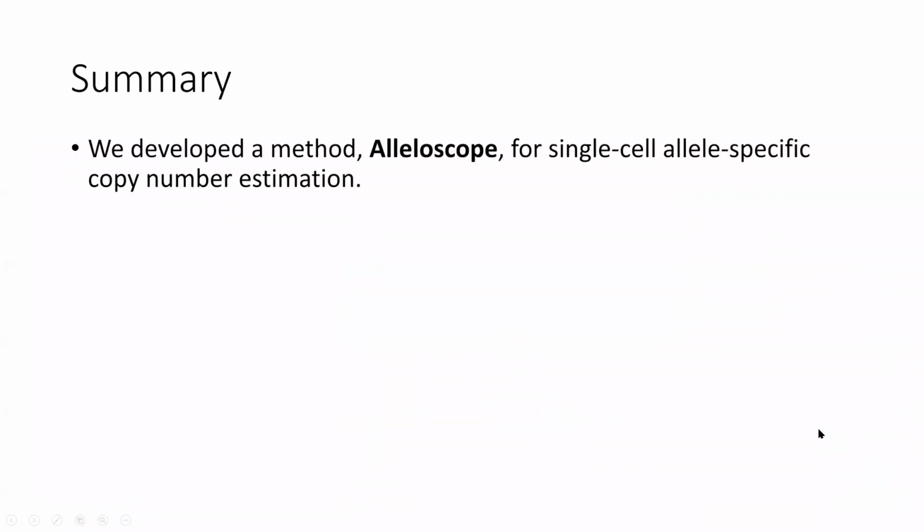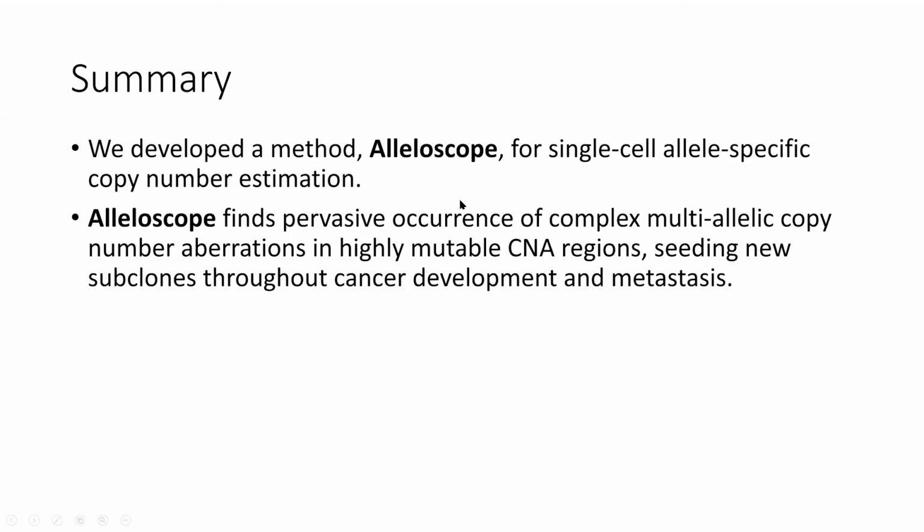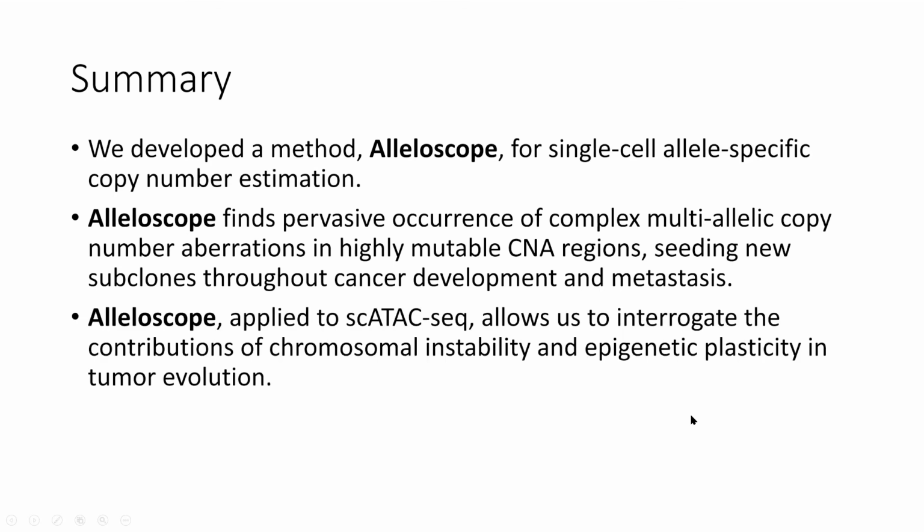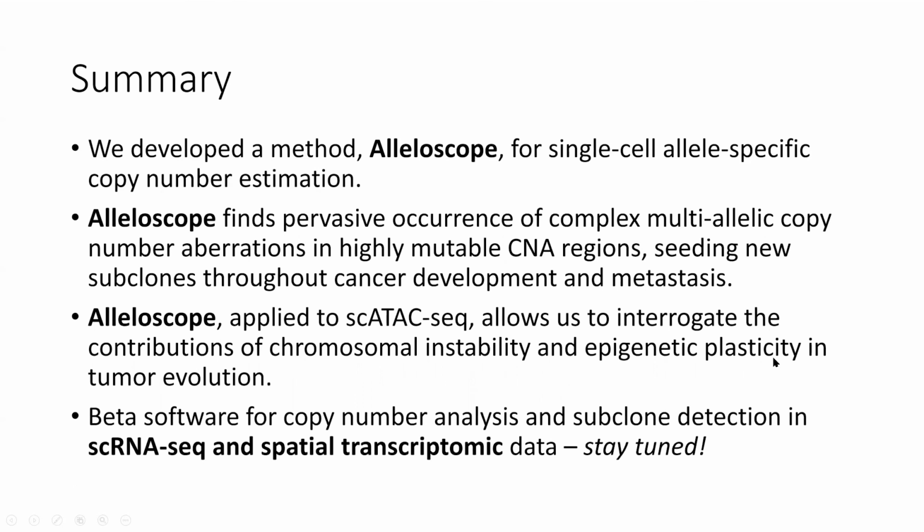Okay, so just a summary, we developed a method for single-cell allele-specific copy number estimation. It finds pervasive evidence of multi-allelic copy number aberrations and shows that there are these highly mutable regions that are seeding new subclones. And when applied to ATAC-seq, it allows us to interrogate the contributions of chromatin instability and epigenetic plasticity in tumor evolution. And we have been looking at the RNA-seq and spatial transcriptomic data, and there is a beta software available here, and you can stay tuned and test it.